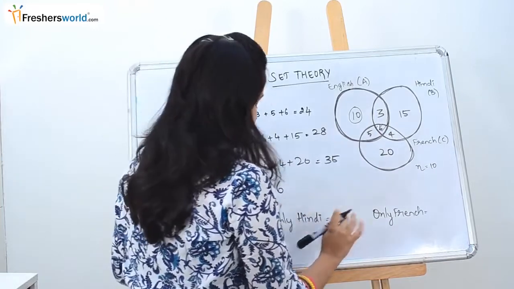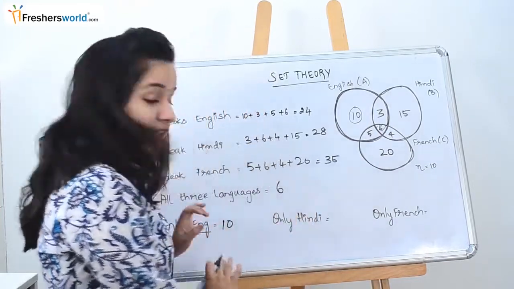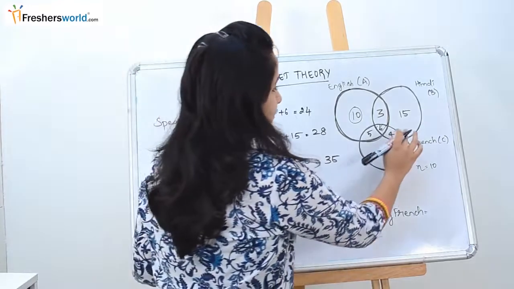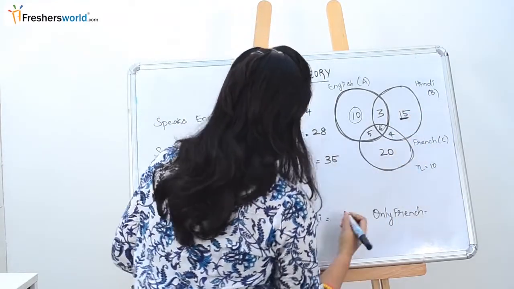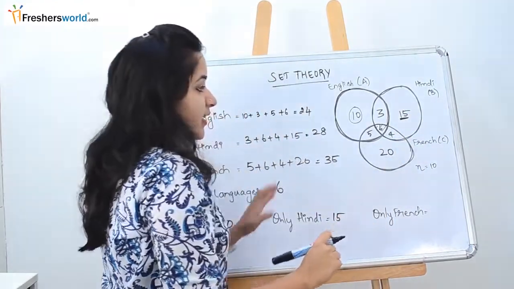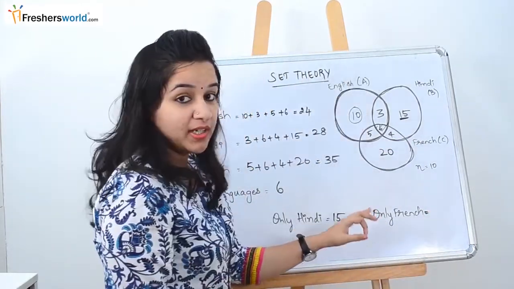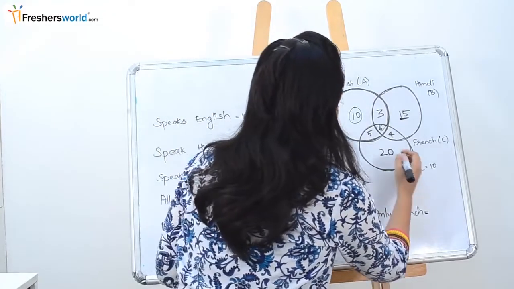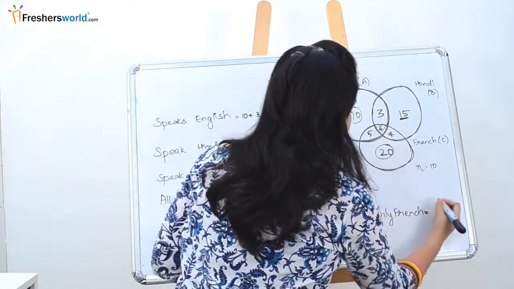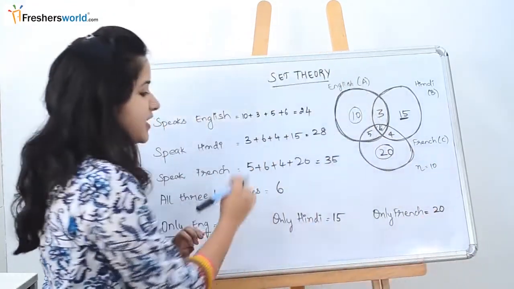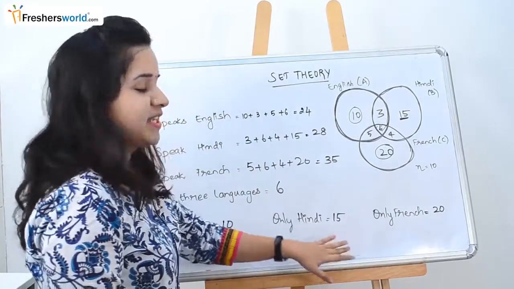Next they are asking for only Hindi. Similarly to how we did for this sum, we are going to do it here. For Hindi, 15 is the number of people who know only Hindi. They don't know English or French. Next is the number of people who know only French. For French, if you can see, 20 is the number of people. So these are very basic questions that we will see in set theory.